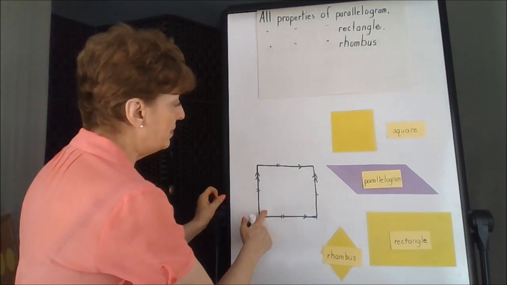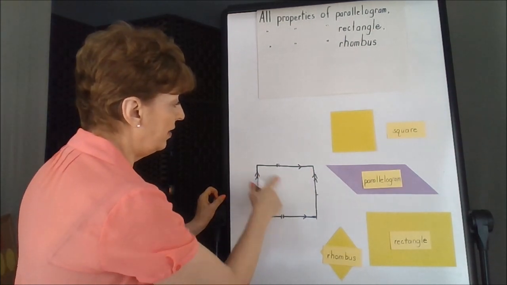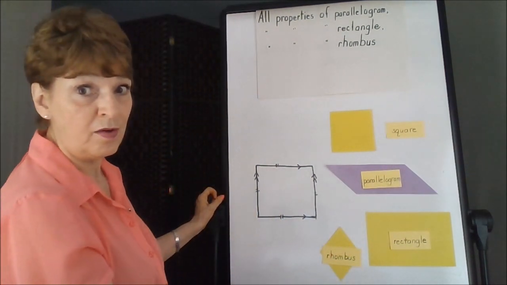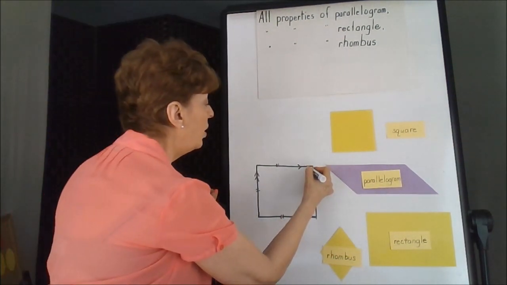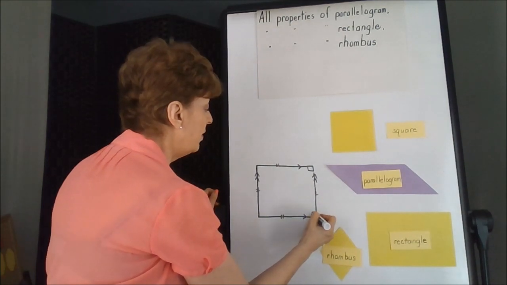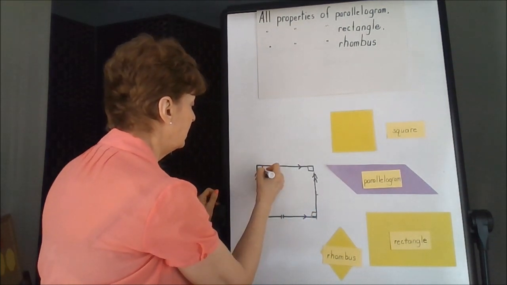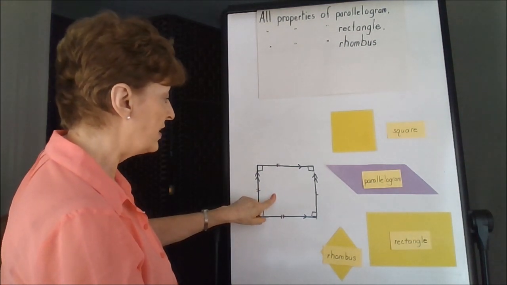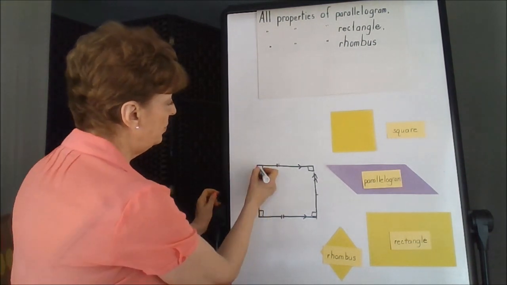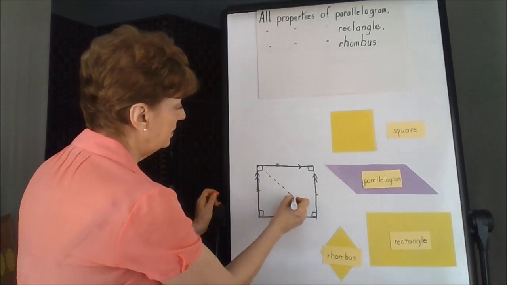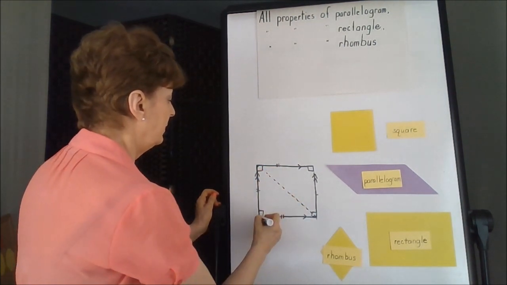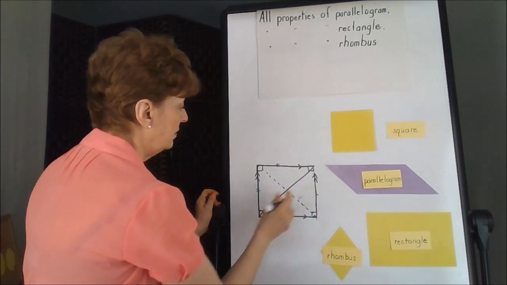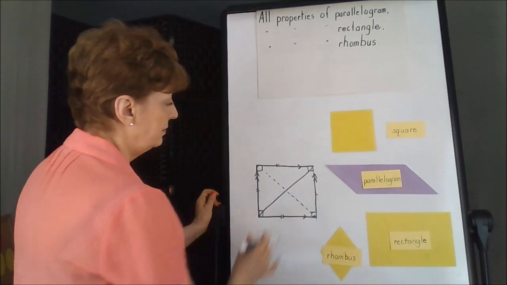We know that the opposite angles of a parallelogram are congruent. When we got to the rectangle, they were all 90-degree angles. So let's just mark these in as 90 degrees. And we know that the diagonals cut into two equal triangles, 1, 2, and here we go, 1, 2.